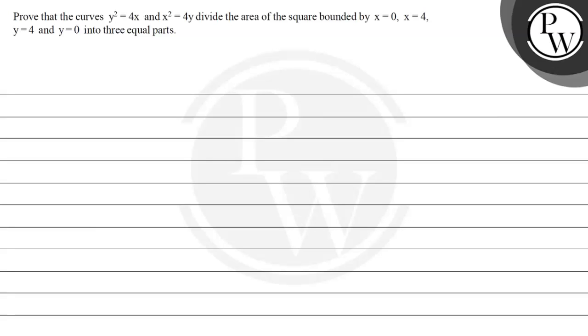Hello बच्चों, let's read the question. Prove that the curves y squared equals 4x and x squared equals 4y divide the area of the square bounded by x equals 0, x equals 4, y equals 4 and y equals 0 into 3 equal parts.